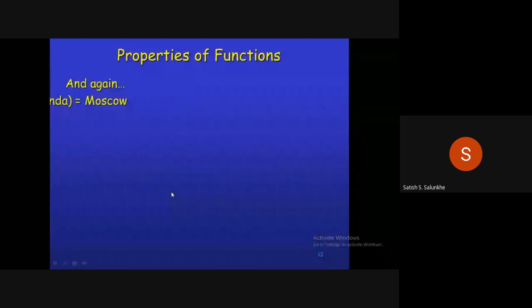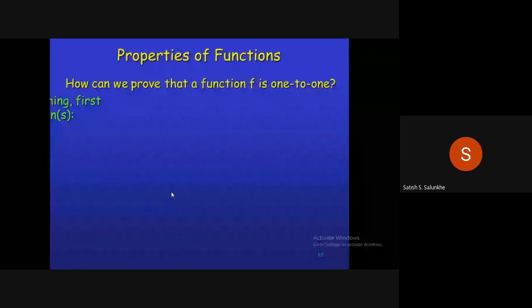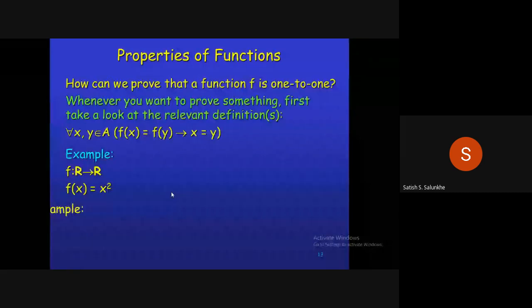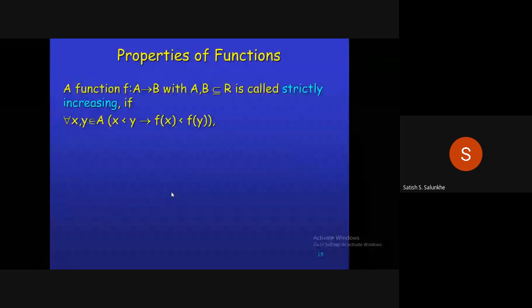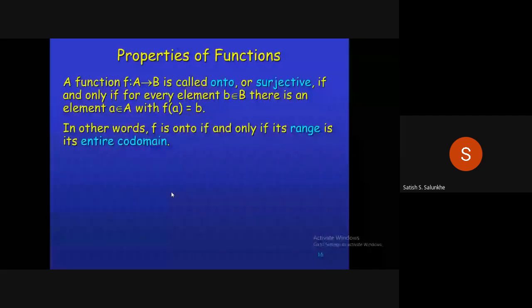Going ahead, I'm just skipping this. Where is the next definition? A function f is said to be onto or surjective if and only if for every element b belonging to B, that is every element b belonging to the codomain, there is an element a belonging to A with f of a equal to b. In other words, f is onto if and only if its range is its entire codomain.